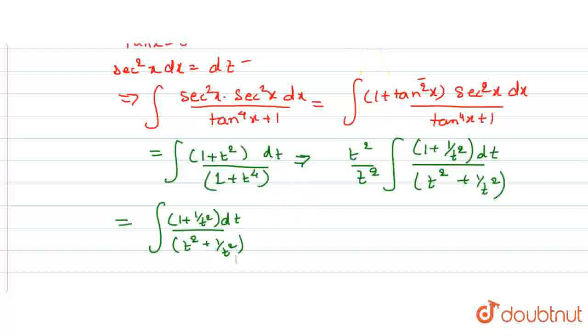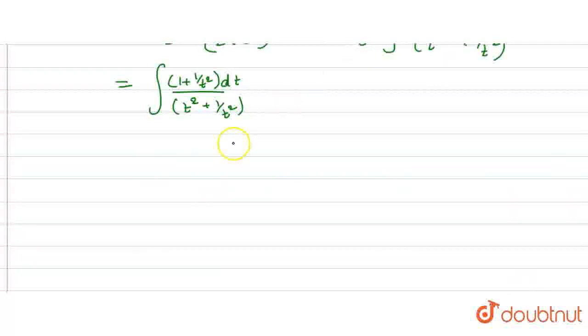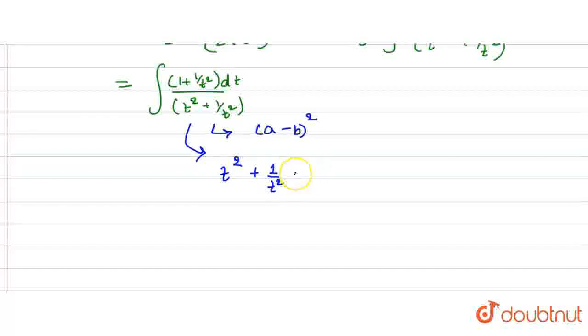Now what we will do here is write our equation as follows. We are now converting this into the perfect square form, in the form of a minus b or a plus b. So now we can see it can be converted into the form a minus b whole square. How can this be converted? The middle term should be minus 2 into a into b, where t multiplied by 1 by t gives t square into 1 by t square.